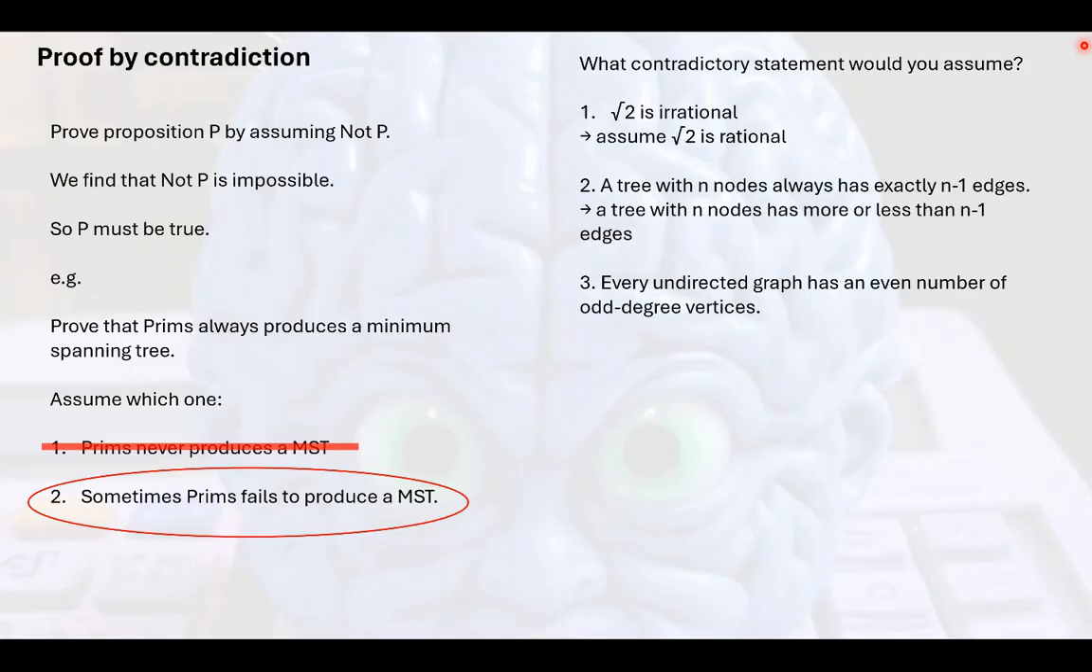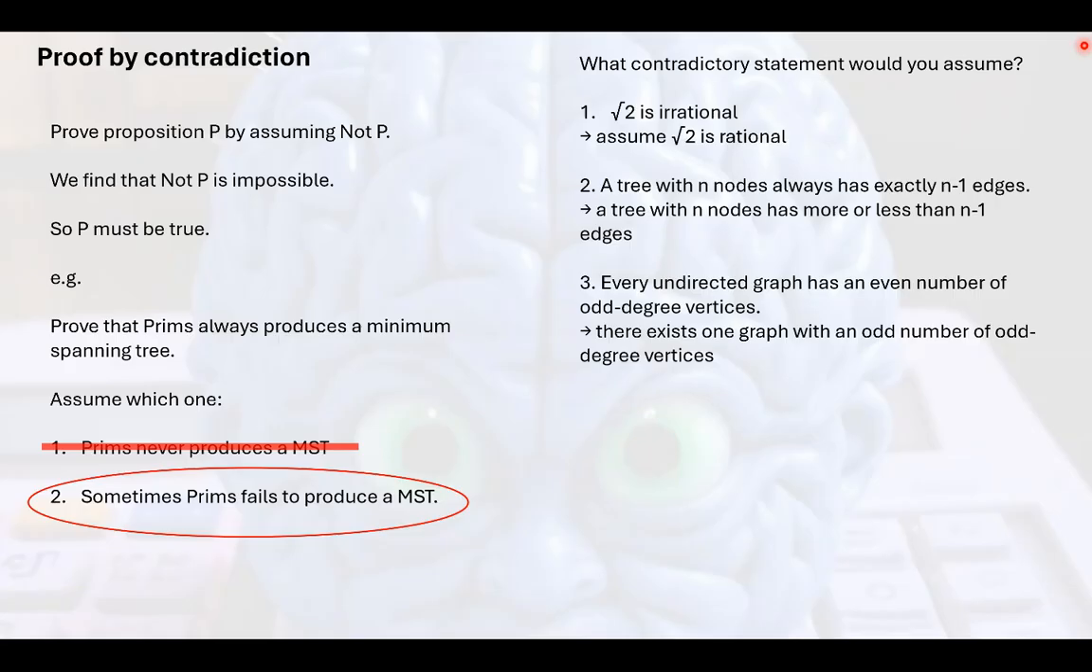Every undirected graph has an even number of odd degree vertices. So for these ones where we're proving that everything is a particular thing, what we are going to assume is that there exists one counterexample. Because if it's impossible for one counterexample to exist, it must mean that our theory holds true for everything. So we would suppose there exists one graph with an odd number of odd degree vertices.